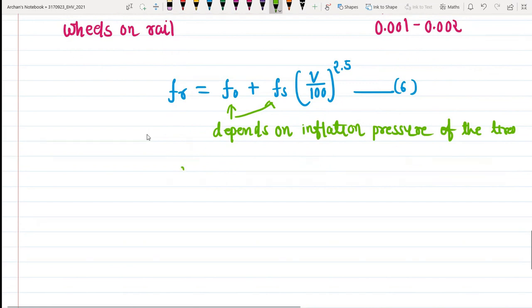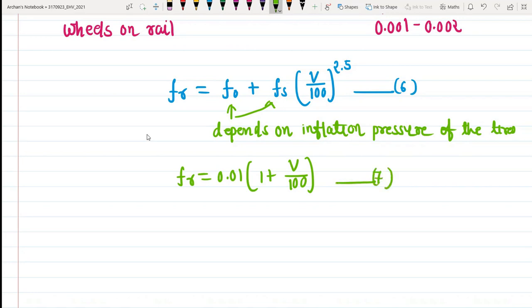which is to be used on a concrete road, that is Fr is equal to 0.01 into (1 plus V by 100). Okay, so this equation predicts the value of the rolling resistance coefficient Fr with acceptable accuracy for speeds up to 128 kilometers per hour. As per some research literature, this equation has been taken. This is the generalized equation which we have used.